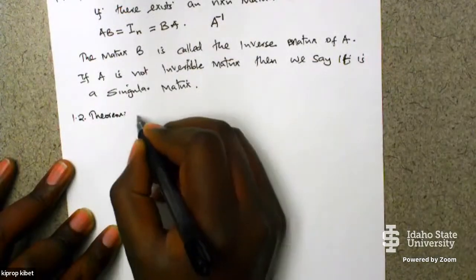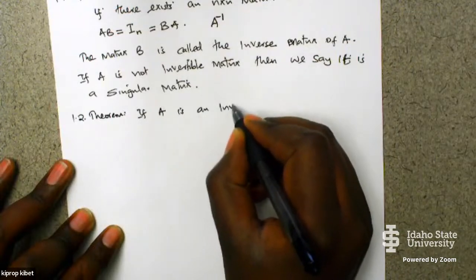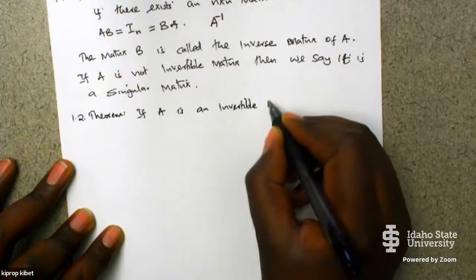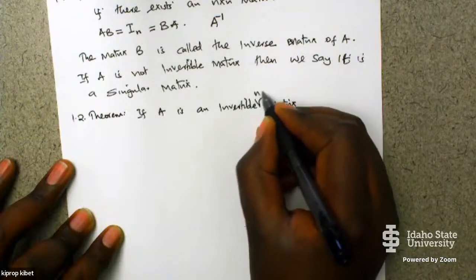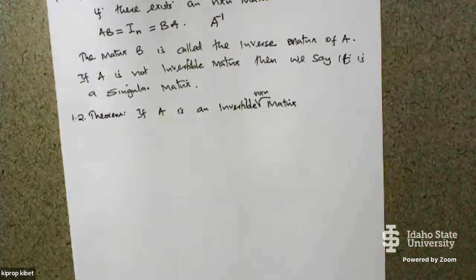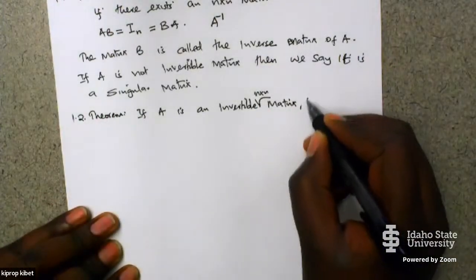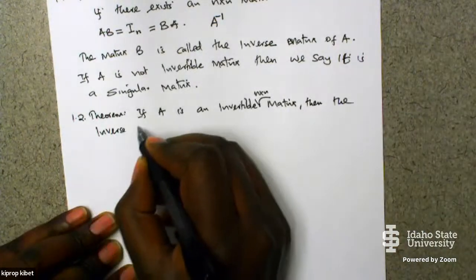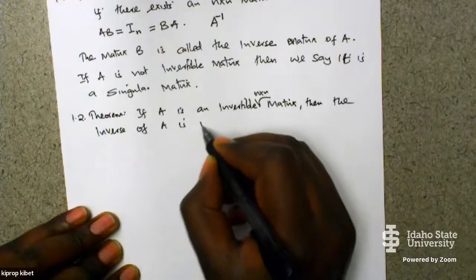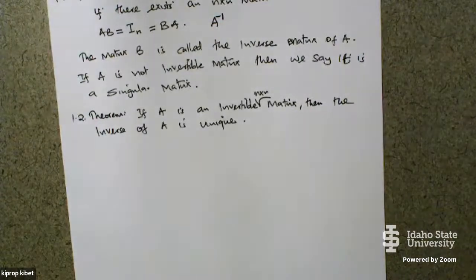Okay, let's look at theorem number 1. Theorem: if A is an invertible n by n matrix, then the inverse of A is unique.